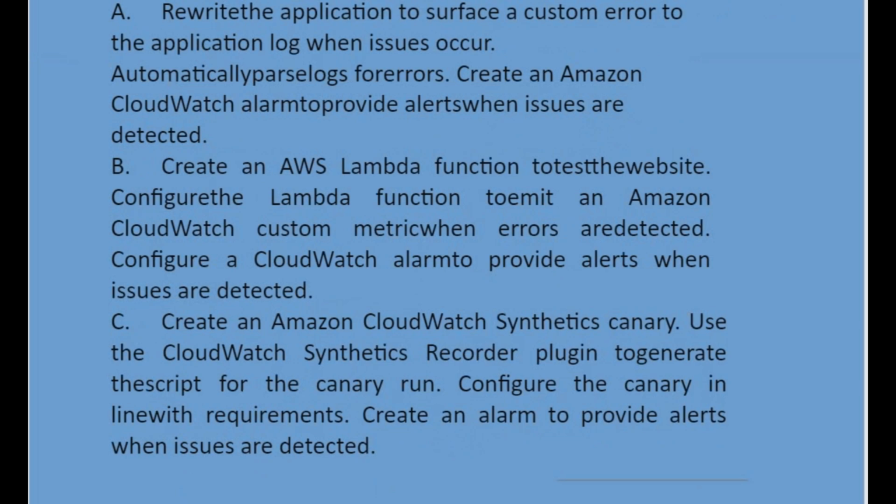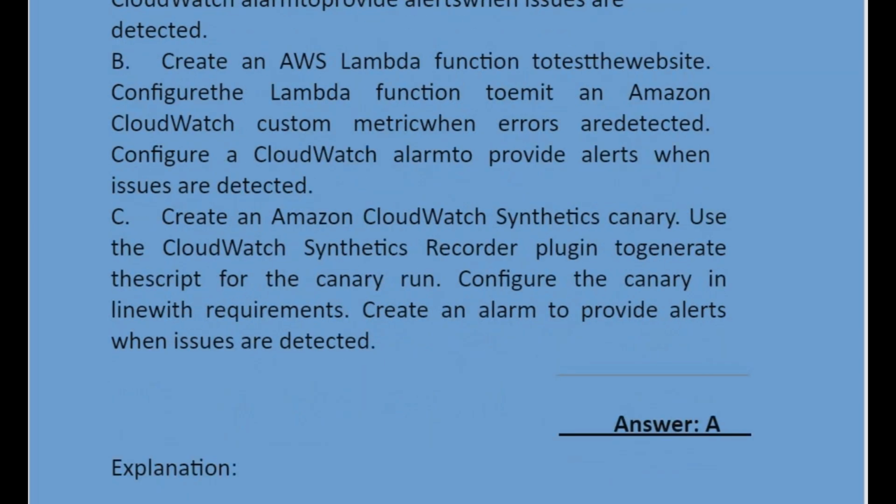Option C. Create an Amazon CloudWatch Synthetics canary. Use the CloudWatch Synthetics recorder plugin to generate the scripts for the canary run. Configure the canary in line with requirements. Create an alarm to provide alerts when issues are detected. Correct answer is option A.